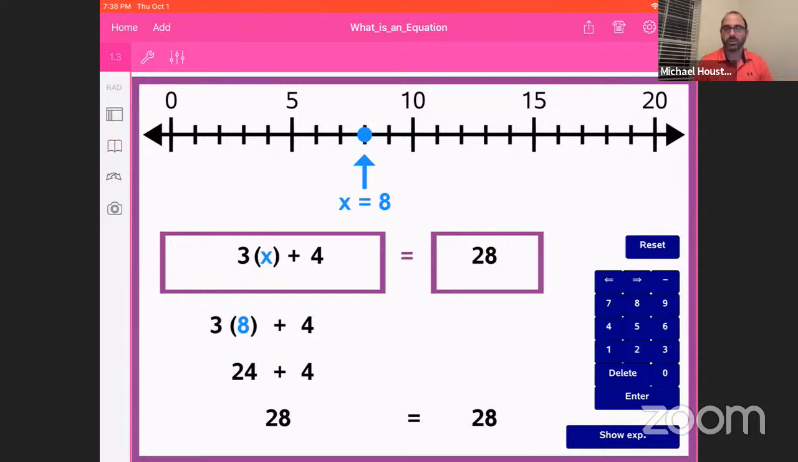So we found one answer, right? It looks like that if x is 8, then we're good. Lindsay, do you think 8 is the only number that will work for us? That's a good question. And I think it would be really cool to try some others just to see.